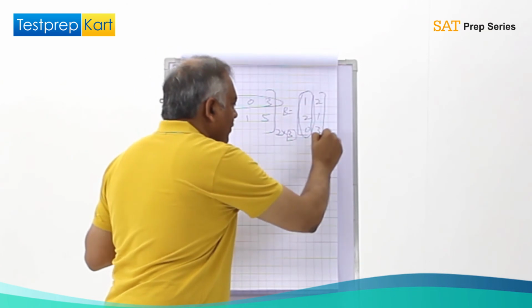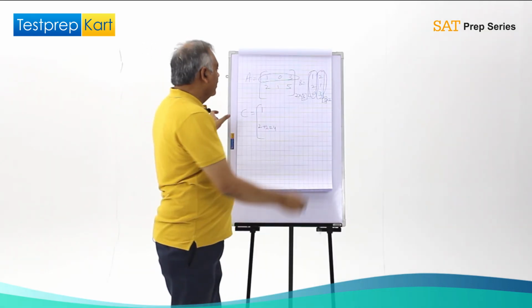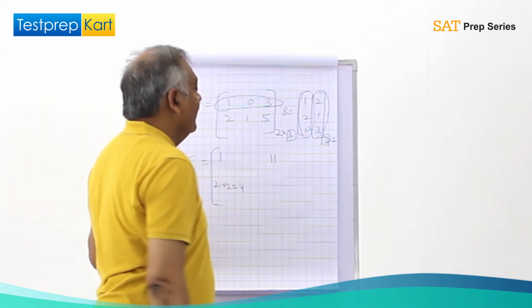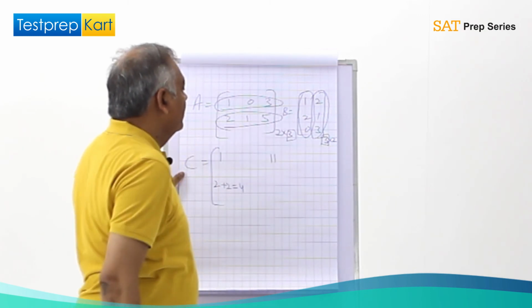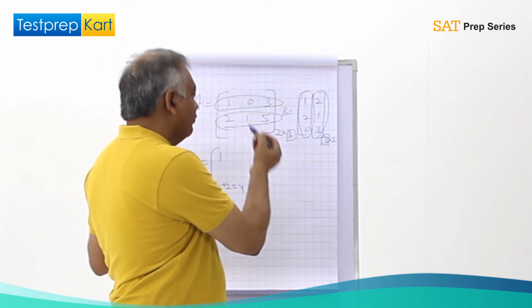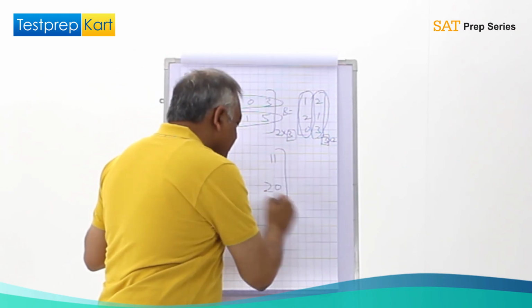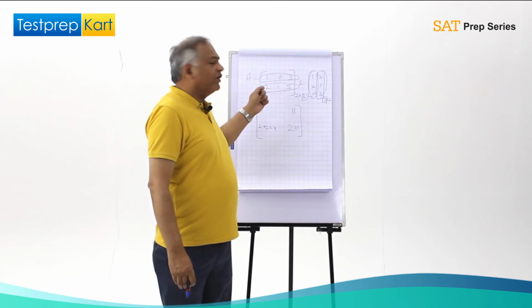Now, you take second column of B, multiply by the first row, same operation, it will become 2 plus 9, that is 11, and then take the same column, multiply by the second row, that will become 4 plus 1, that is 5, plus 15, that is 20. So this is the matrix C, which is basically the product of A and B.